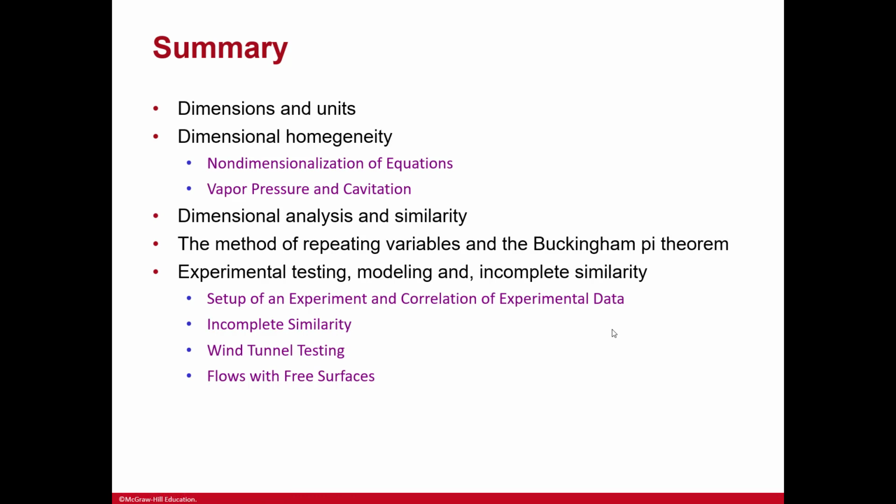So here's the summary. We went over dimensions and units, talked about the homogeneity that we need, dimensional analysis and similarities, method of repeating variables, Buckingham Pi theorem, and then experimental testing, modeling, incomplete similarities, things like wind tunnels, flows, free surfaces. We went through all this, but now I'm going to show you a short video. It's about 10 minutes, and it gives a good overview with some actual, I won't say physical because you're watching it on a screen, but you will see some examples of these Froude numbers and Re numbers and what that means in things like a wake behind a moving body.